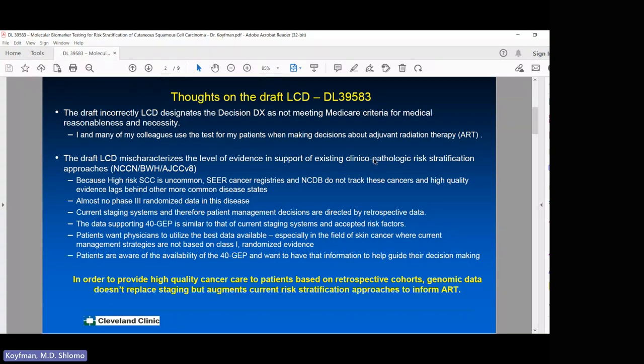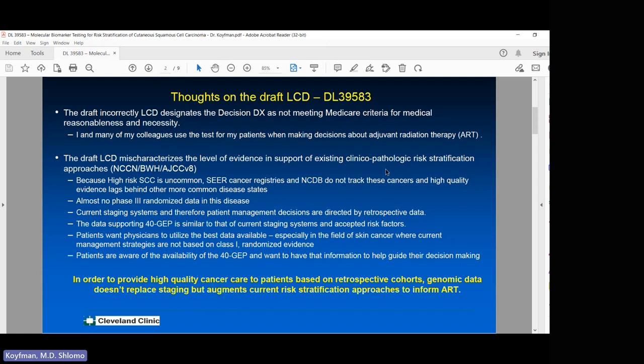I believe at this juncture that the draft LCD potentially incorrectly designates the DecisionDx as not meeting Medicare criteria for medical reasonableness and necessity. I know, as you've heard from other practitioners, but representing some of the radiation oncology community, I and my colleagues, quite a number of us, use the test now to help our patients make a shared decision about adjuvant radiation, which is an important one.